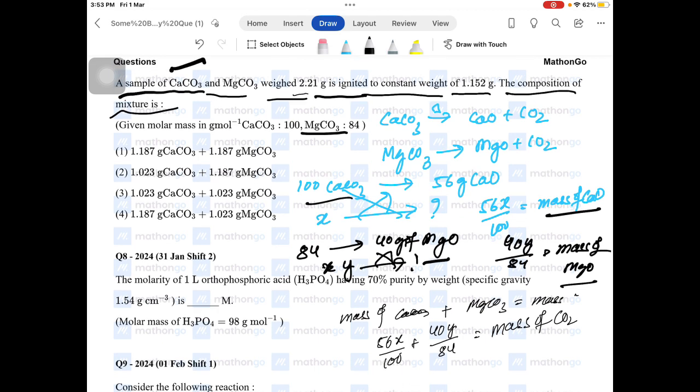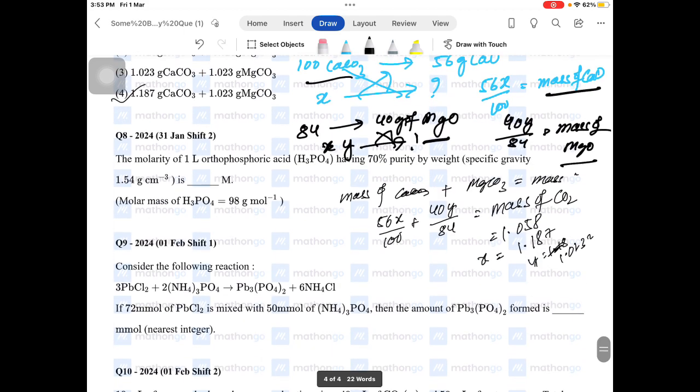So the mass of carbon dioxide produced is equal to 2.21 minus 1.152, that is 1.058. So here, simplify this: x is equal to 1.187 and y is equal to 1.023 grams. Option 4 is correct. Next one.